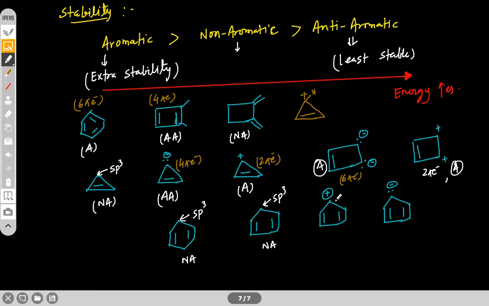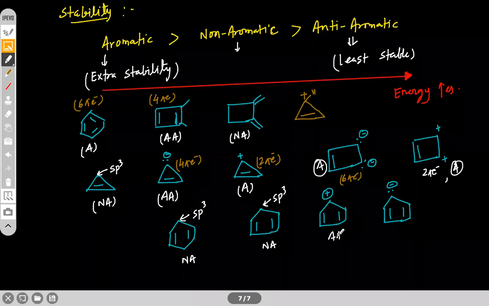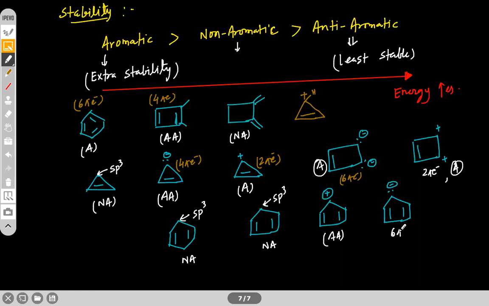Positive charge system, now it is conjugated, sp2 hybridized carbon, 2 plus 2, 4 electrons. 4 electrons means it is anti-aromatic. 2 plus 2 plus 2, 6 pi electrons, it is aromatic. It is 4 pi electrons. Tell me.